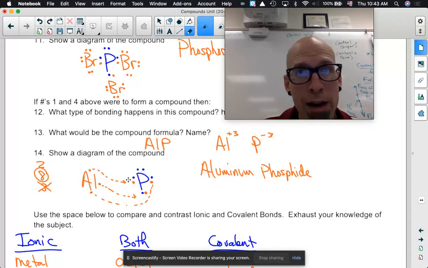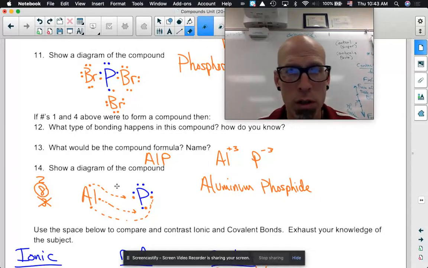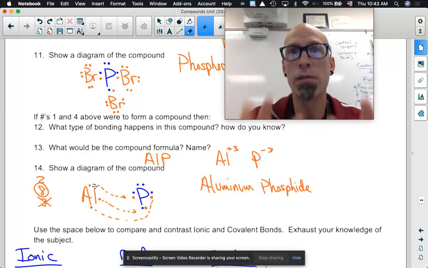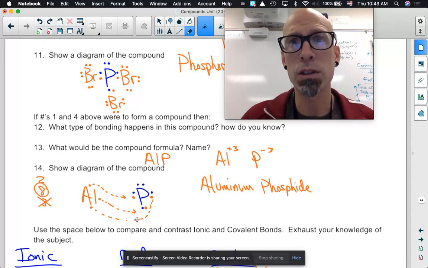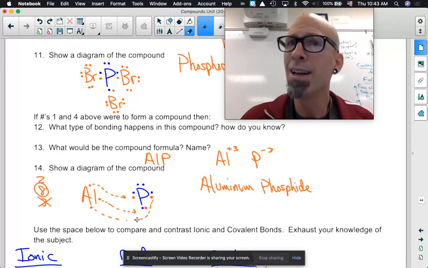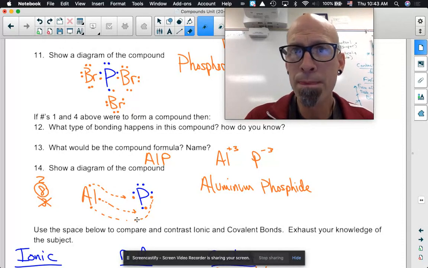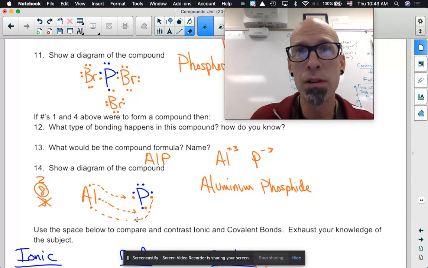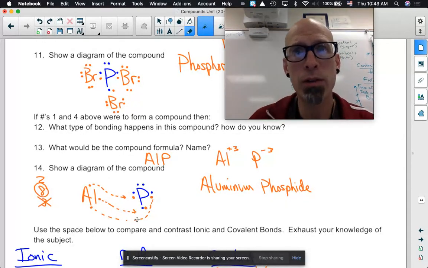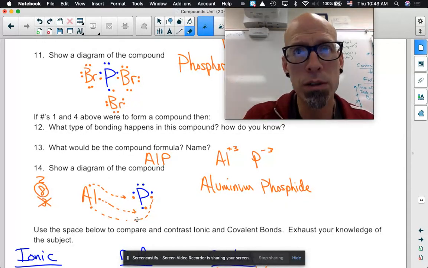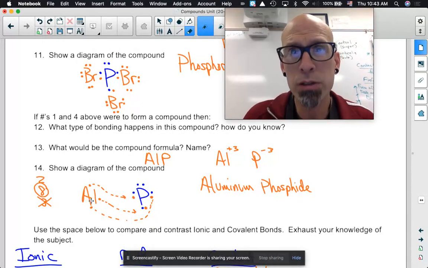And then, of course, how do you show that in terms of dot diagrams? Well, you show a transfer of electrons from the aluminum. The aluminum electrons are going to get stolen by the phosphorus. The phosphorus wants to fill its octet. Aluminum has 3 electrons in its outer level, and it's never going to gain 5 to make an octet. Aluminum won't. It's going to allow its electrons to be stolen by phosphorus. Phosphorus then will have a complete octet. Aluminum appears to have nothing.